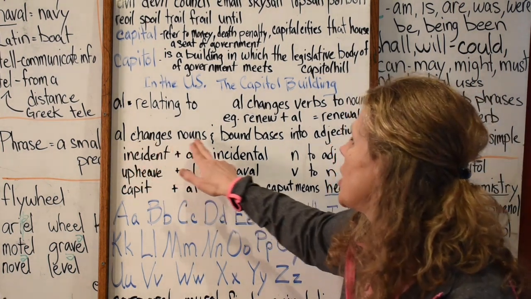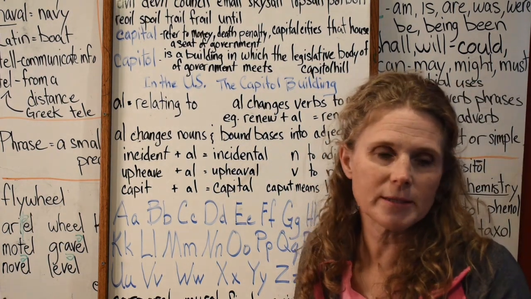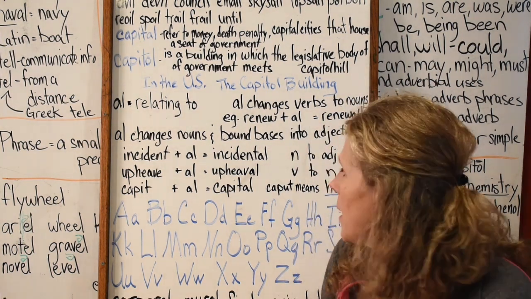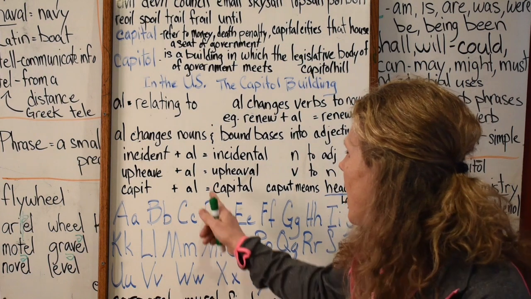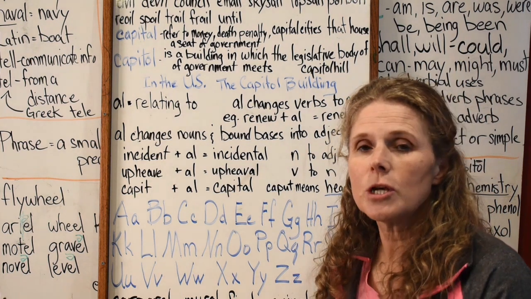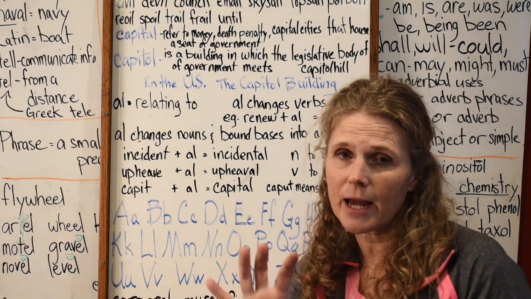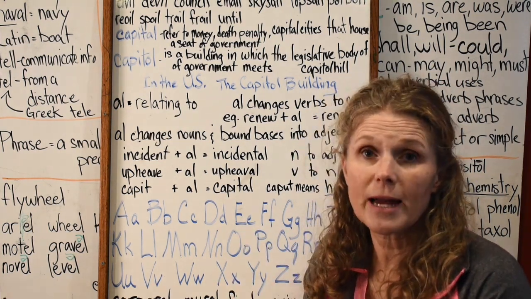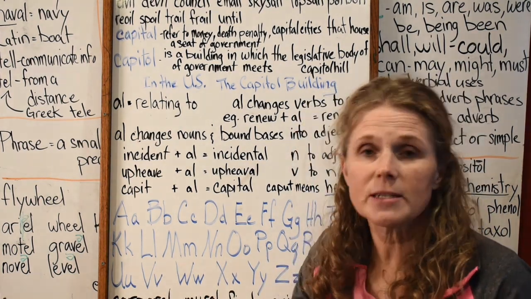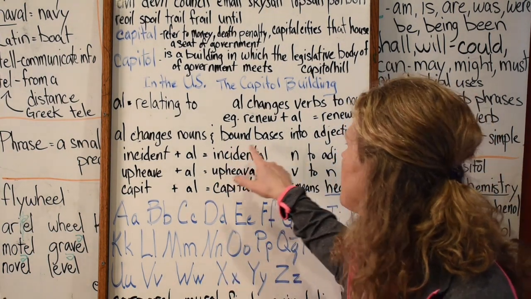Okay? So AL changes nouns and bond bases into adjectives. So what is a bond base? A bond base is a base word or a root really that cannot be complete without its suffix. So you will see bond bases in lots of Latin roots because like mit, M-I-T, you can't just use the word mit because M-I-T-T is the catcher's mitt. M-I-T is your Latin root and you need prefixes and suffixes to make that word complete. So that's what bond bases mean.